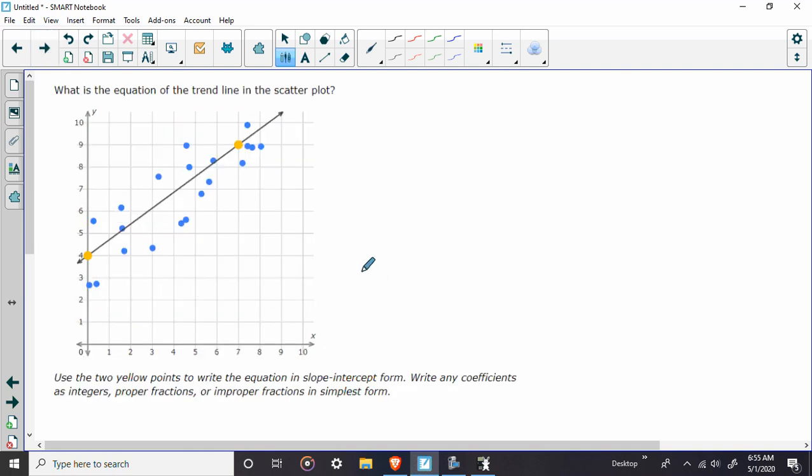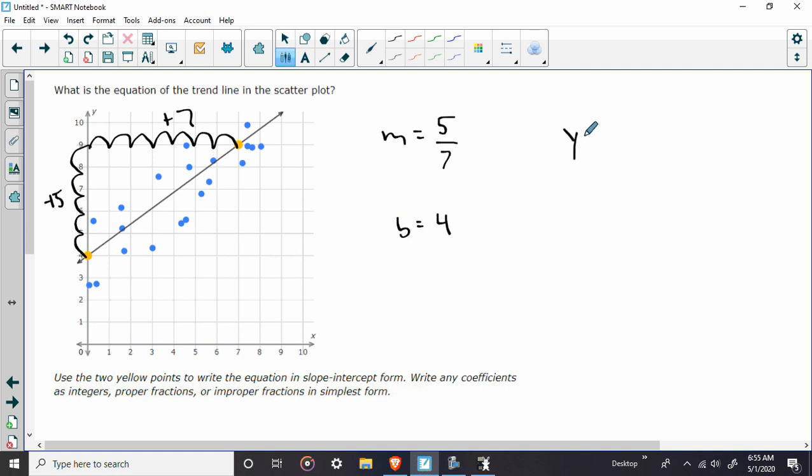All right. So same thing here. Again, they were very nice. They gave you your y-intercept. But again, I went up 1, 2, 3, 4, 5. I went over 1, 2, 3, 4, 5, 6, 7. So my slope is up 5 over 7. The most common mistake people make is they put this number on top. Don't do that. And what's your y-intercept? Here it was 4. y is equal to 5/7 x plus 4. Again, mx plus b form. So plug in 5/7 for m, plug in 4 for b.